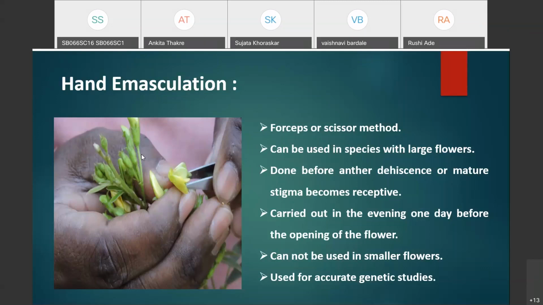Okay, in the species which have small sized flowers, the hand emasculation method is very tiring, very difficult, and time consuming. And similarly, whenever the plant breeder requires large quantities of seeds, then it is completely impractical to use the hand emasculation method in the parents.